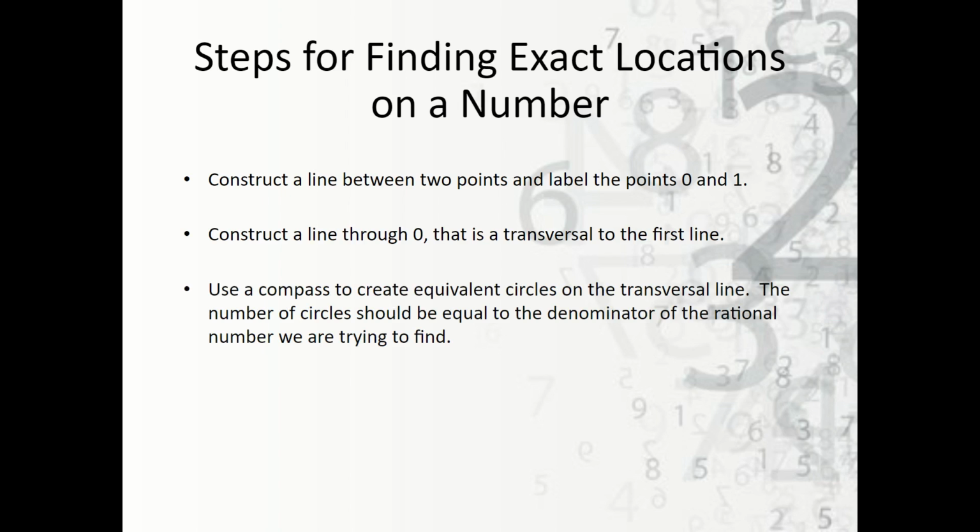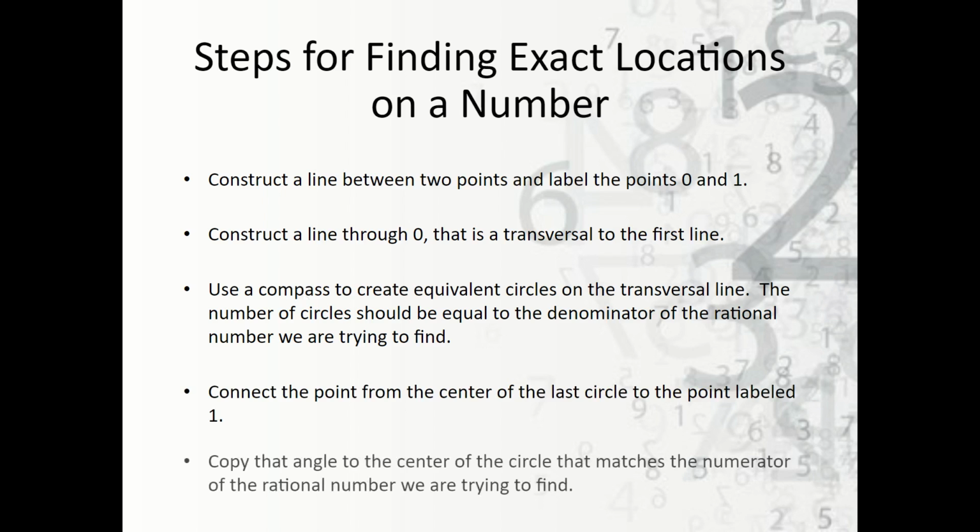Then we're going to use a compass to create equivalent circles on the transversal line. The number of circles should be equal to the denominator of the rational number we are trying to find. And then we're going to connect the point from the center of the last circle to the point labeled 1. And we're going to copy that angle to the center of the circle that matches the numerator of the rational number we are trying to find.